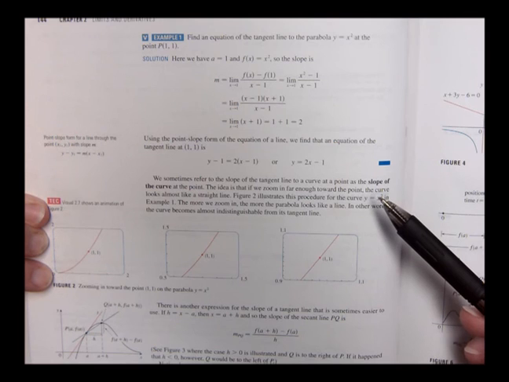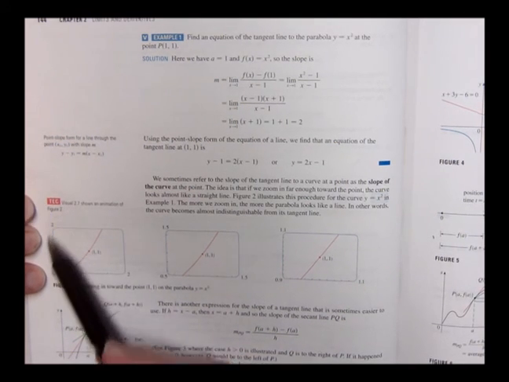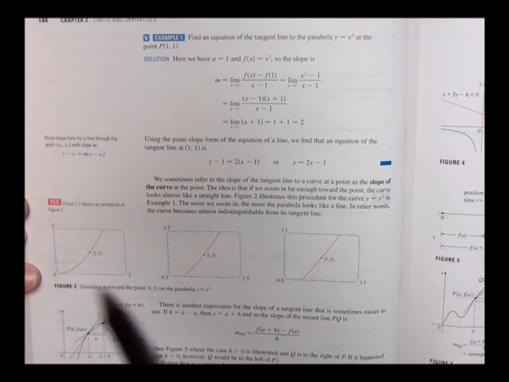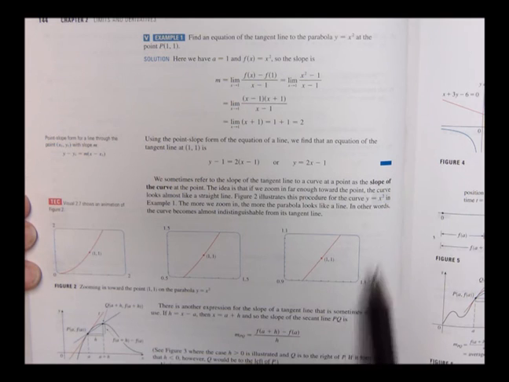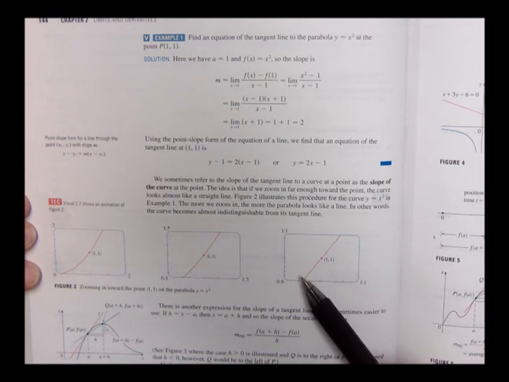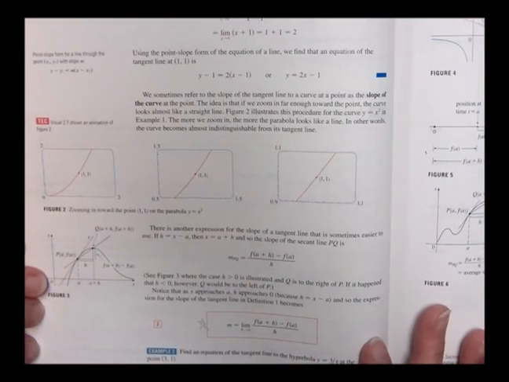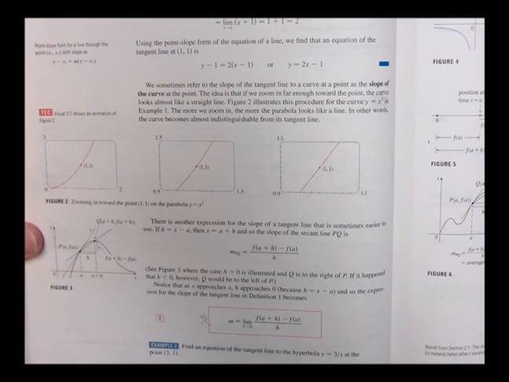So the idea here is, if we took this point and we zoomed in, you can see this window is 2, 2 right here. If I start zooming in, the more that I zoom in, the more this begins to look like a straight line. So that's why you'll hear that kind of description.